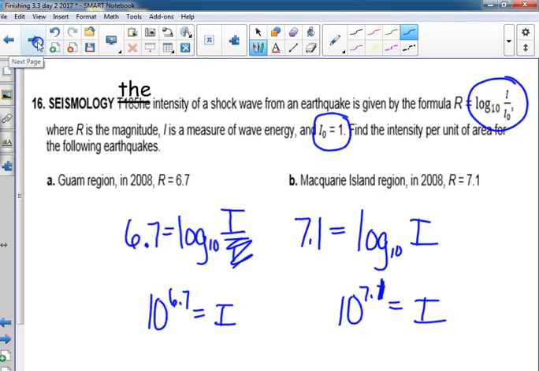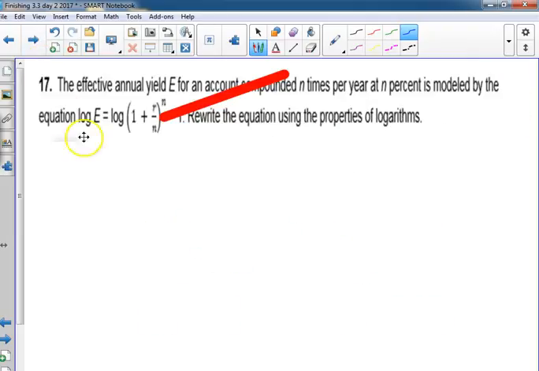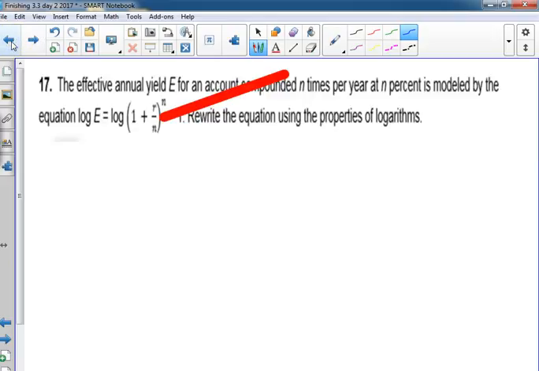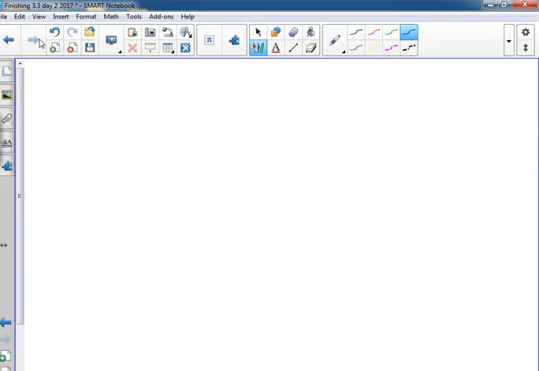All right. Can you just cross out number 17? It said to rewrite it using properties of logs. The only thing you can do is move the n out in front. It's just a silly question. Yeah, it's not on a test or quiz.